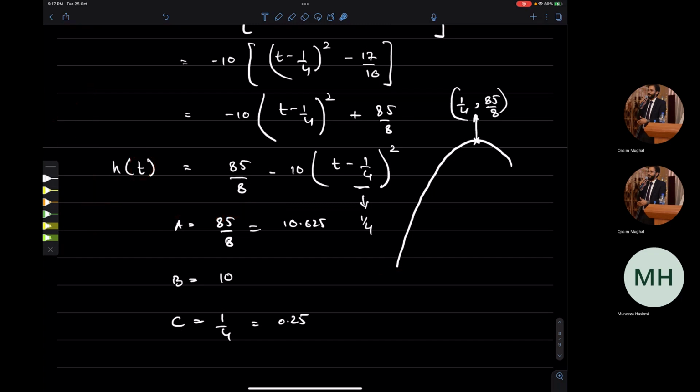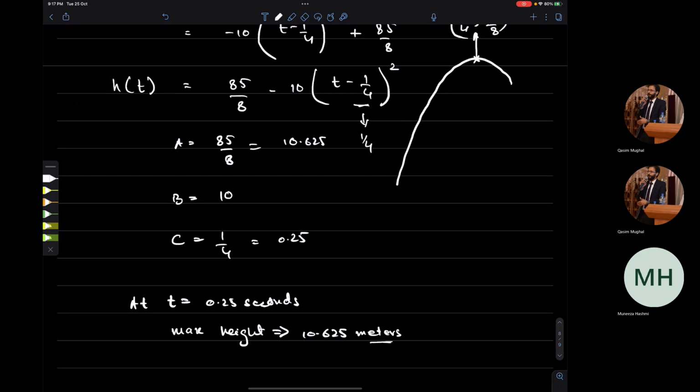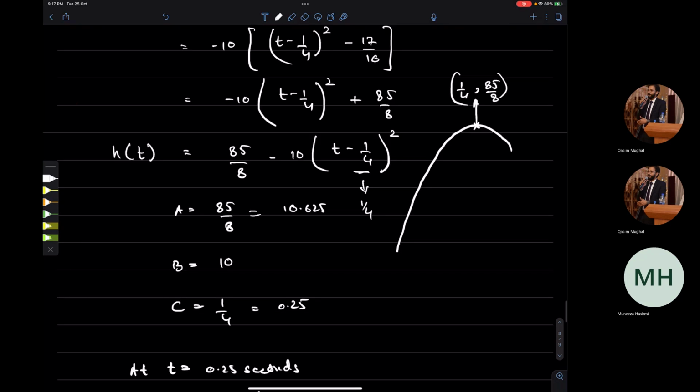Okay? Yes. So at t equals 1 by 4, as in 0.25 seconds, the diver will have its maximum height, and that would be 10.625 meters. Okay, yes, sir. Clear?